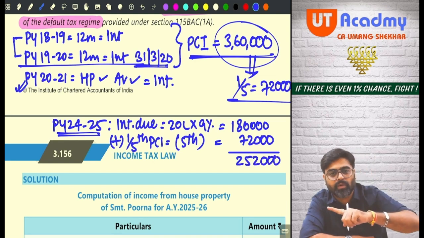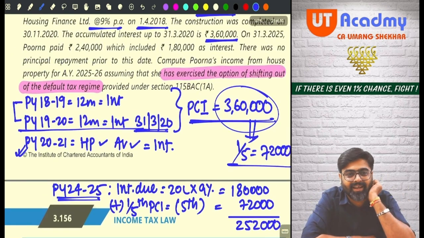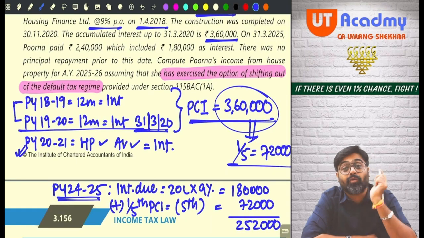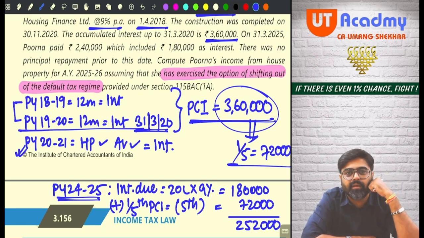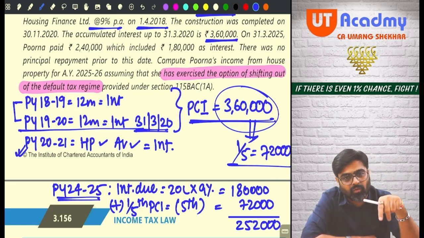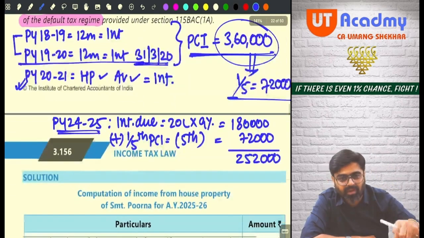Now tell me, was the loan taken on or after 1st April 99? Yes, loan was taken on 1st April 18, for the purpose of construction, and construction got completed within 5 years from the end of the year in which the loan was taken. Yes or no? So the loan is a special loan. On that loan, whatever interest is there will be allowed subject to maximum 2 lakhs. So what interest is there?